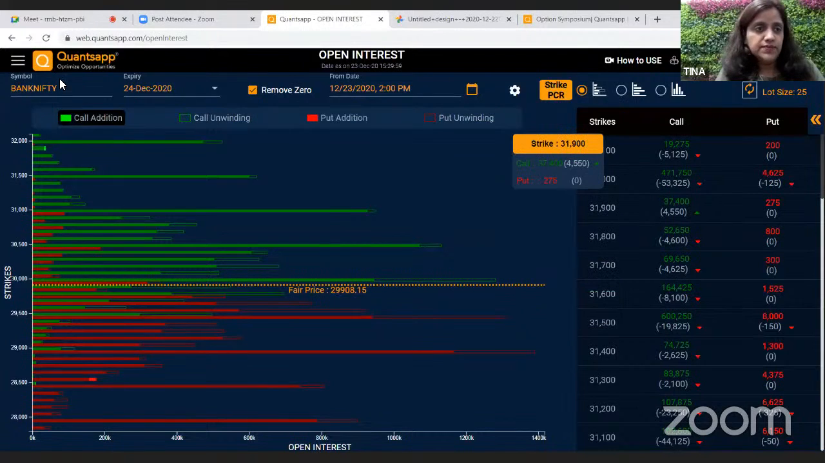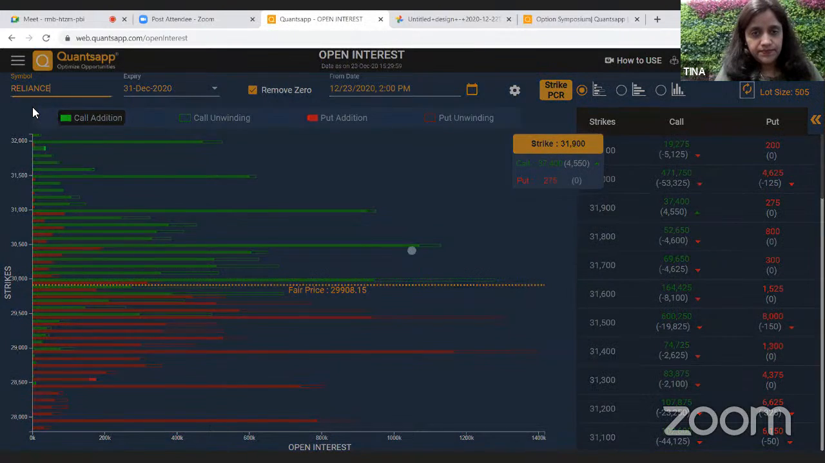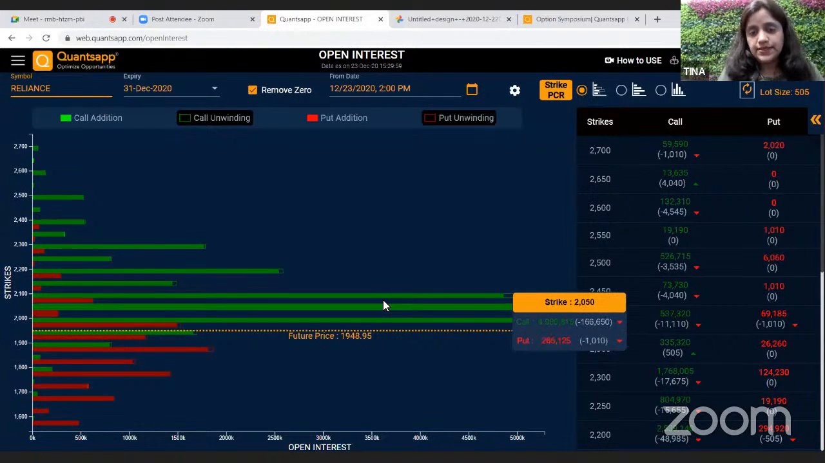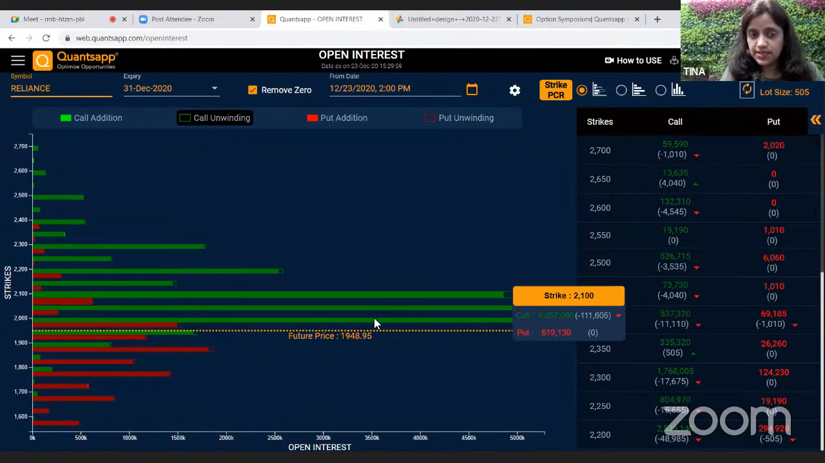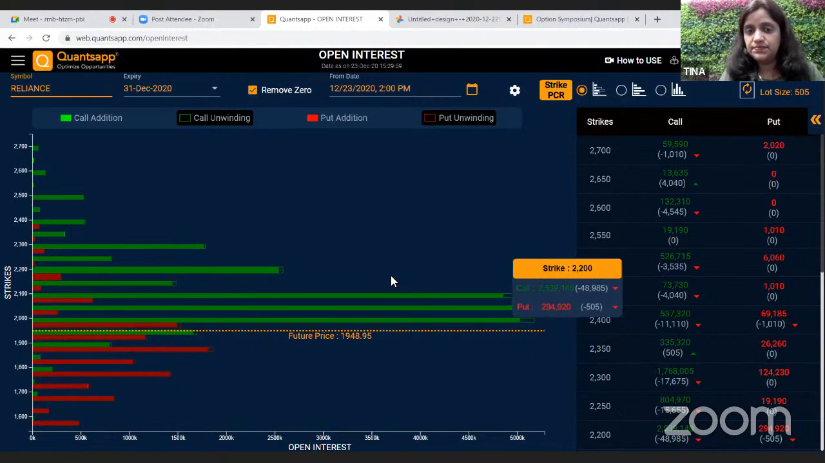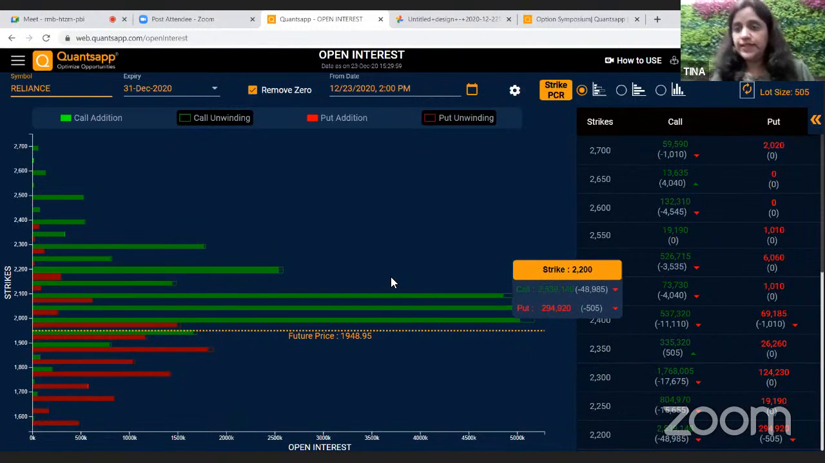So here, if I have to select, say, Reliance, strong resistance, multiple resistances still existing. So difficult as of now to breach those. But once it breaches, things could get better and better.